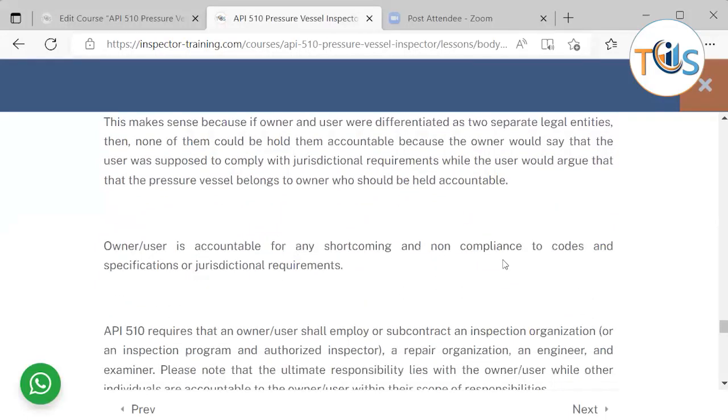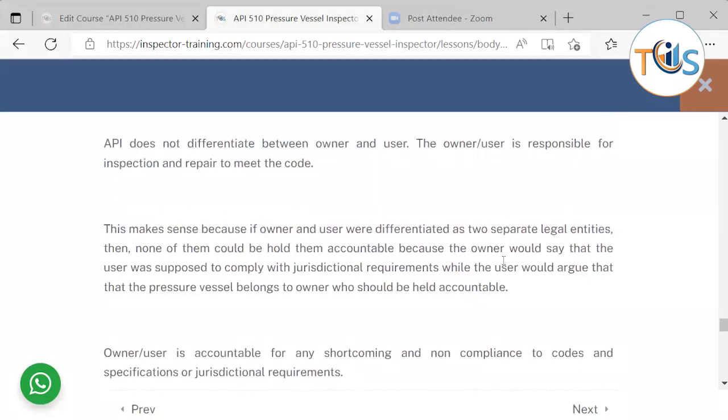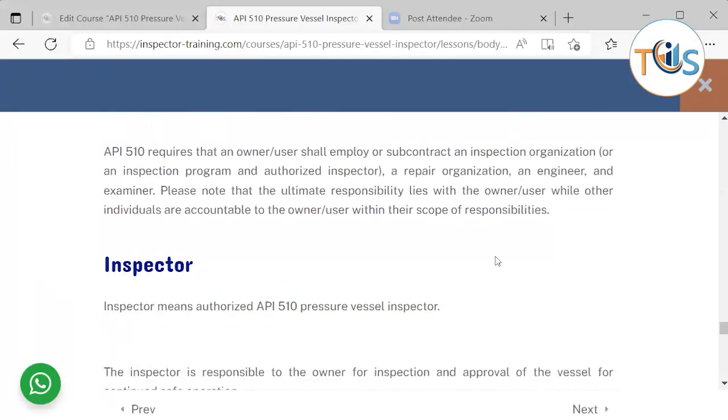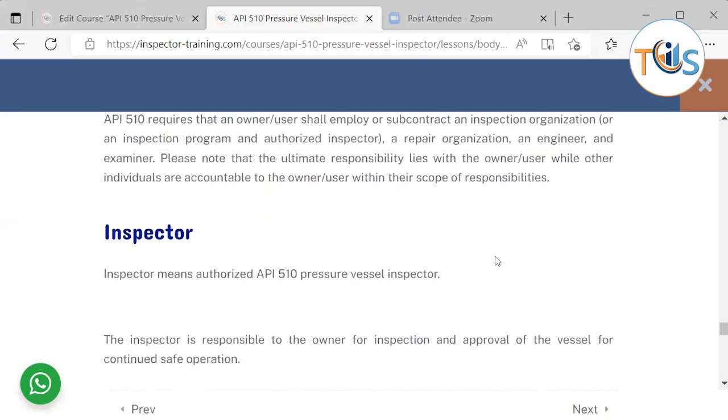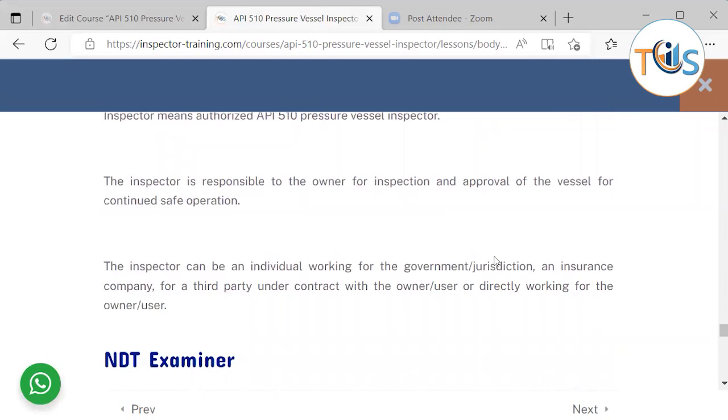They are responsible for operation, maintenance, repair, and code compliance, everything. But the owner might employ or subcontract an API inspector or an inspection agency who reports to the owner. Inspector will mean an API 510 authorized pressure vessel inspector, who is responsible to the owner for inspection and approval of the vessel for continuous safe operation. So the inspector will certify that it's safe. The inspector is responsible to the owner, but the ultimate responsibility lies with the owner.